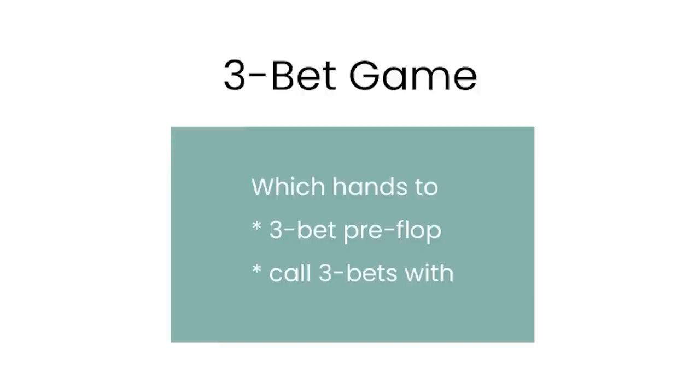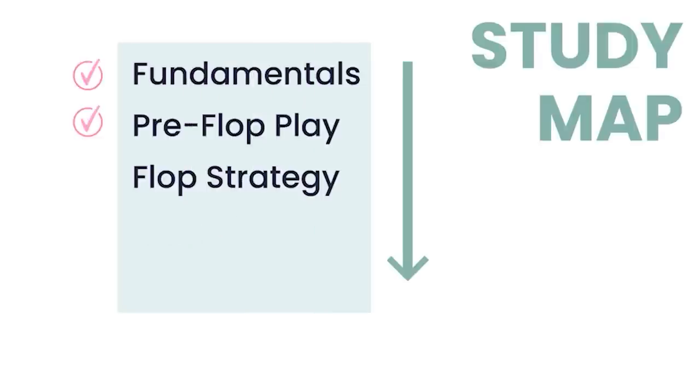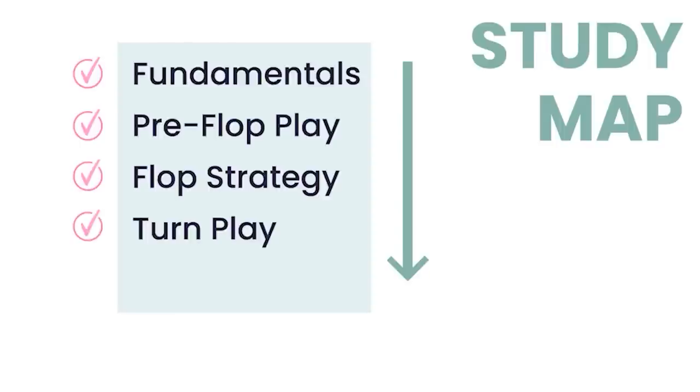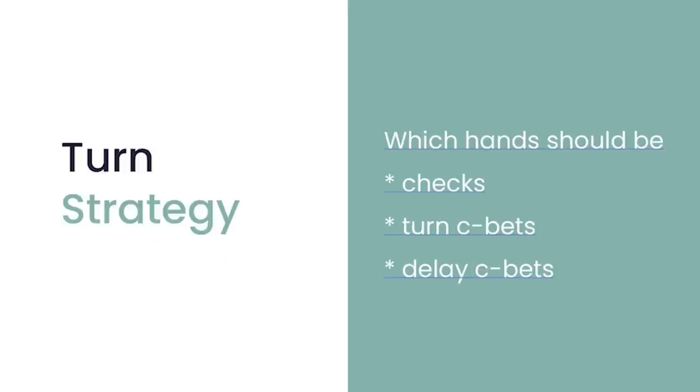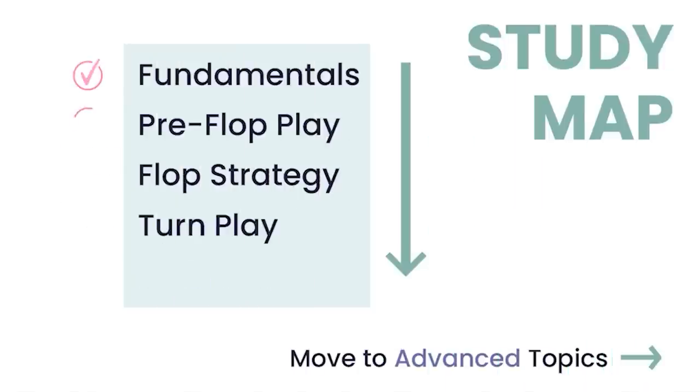Once you've nailed down these concepts, start working on your 3-bet game. So you want to study which hands to 3-bet preflop and which hands to call 3-bets with. So once you feel comfortable on your flop strategy, we can now start moving into turn strategy. So you also want to think in terms of hand class on the turn as well. You want to learn which hands should be checks and which hands should be turn c-bets, which hands you should maybe start delay c-betting.